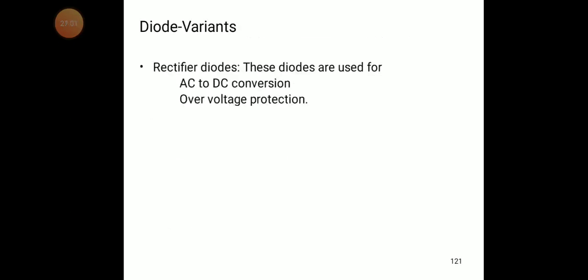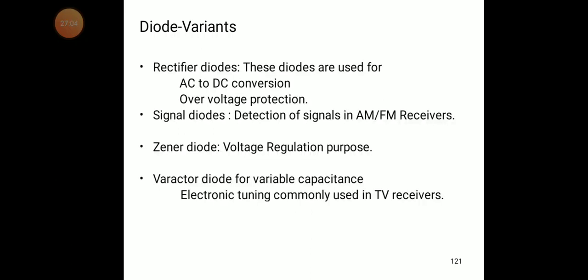So diode variants, we may have diode variants like this. So many types are there. Rectifier diodes we have. These diodes are used for AC to DC conversion, over voltage protection, and signal diodes are also there. So what are the different diodes we may have? In the next classes we may discuss these diodes in detail, but here we try to discuss the importance of these diodes. Rectifier diodes, signal diodes, Zener diode, varactor diode, like this we have the different diodes.